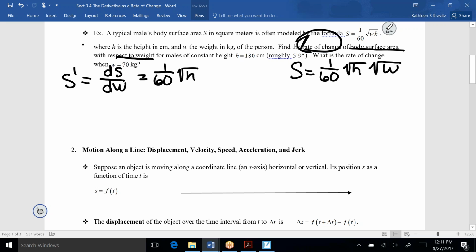And then we need the derivative of the square root of W. So last time we did the derivative of the square root of x. And I said that was a common one that kind of comes up a lot. Do you guys remember what that derivative was? Derivative of square root of x, square root of W.